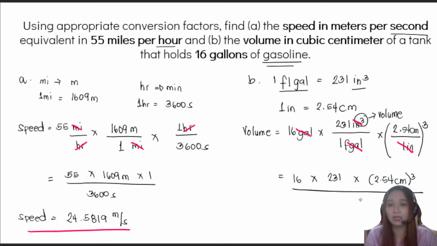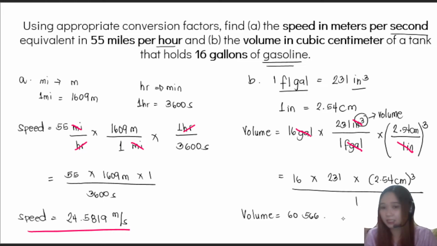Over 1, since there is none. Okay, so the equivalent volume of 16 gallons in cubic centimeters is equal to 16 times 231 times 2.54 cubed, which is equal to 60,566.5885 cubic centimeters. If you notice, there are a lot of numbers written, so it is in all honesty a bit tiring to write.